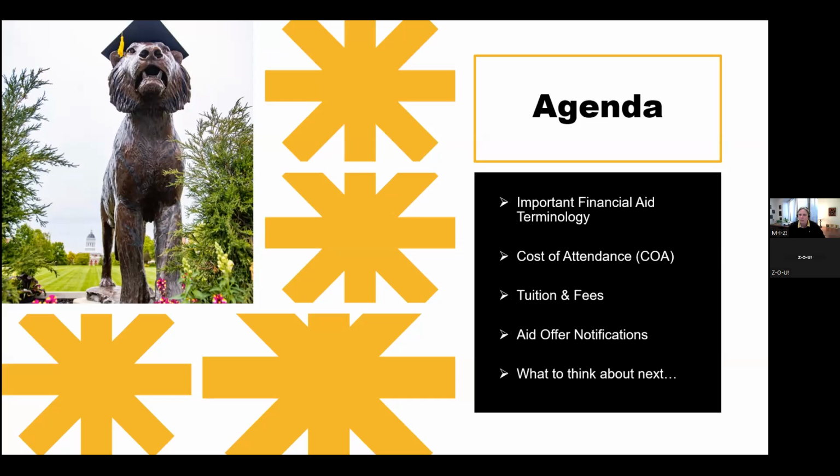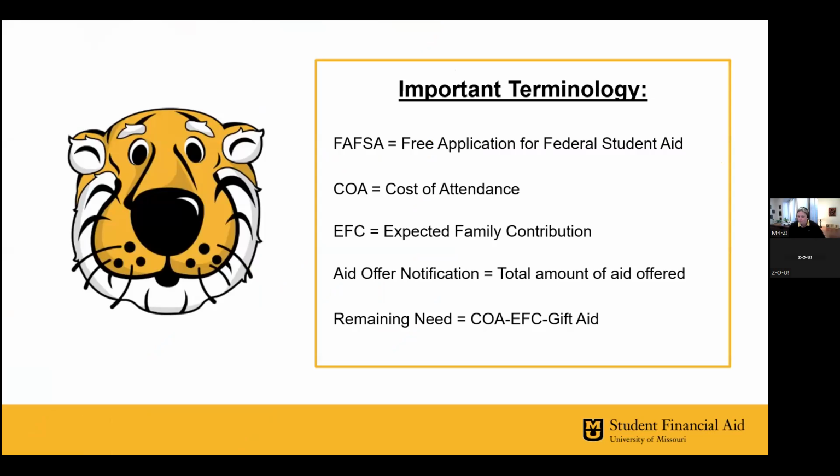We're going to go over what the cost of attendance is. We're going to talk about how you determine your tuition and fees. We're going to talk in more detail about looking at that aid offer notification. And then we're just going to go over some things that we want you to think about next and next steps to make sure that you're getting the best financial aid package you can. You've crossed all your T's and dotted all your I's. So without further ado, we'll go ahead and get started.